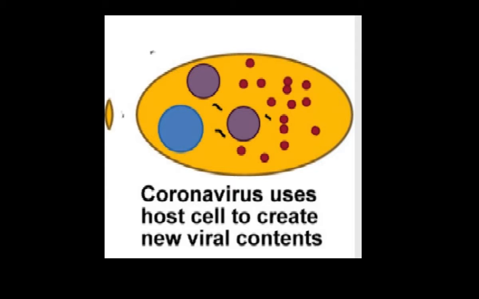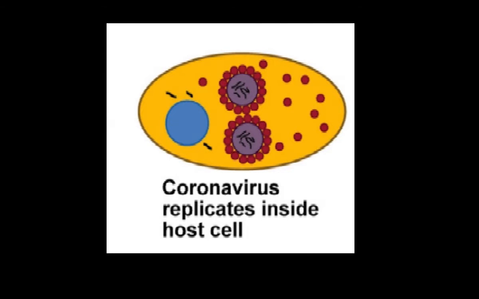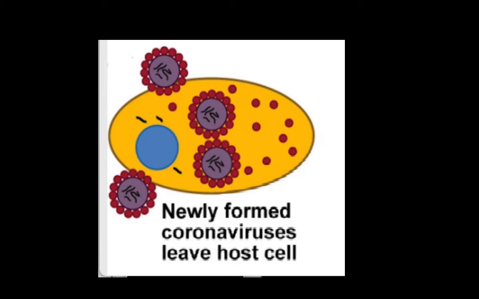Once in the host cell, the coronavirus uses the host cell components to create new viral contents, and the coronavirus replicates itself multiple times over inside the host cell. It eventually kills the host cell and then leaves the host cell to infect other cells. The discussion so far has been on a single cell layer. Let's see what happens when it in fact enters the lung.